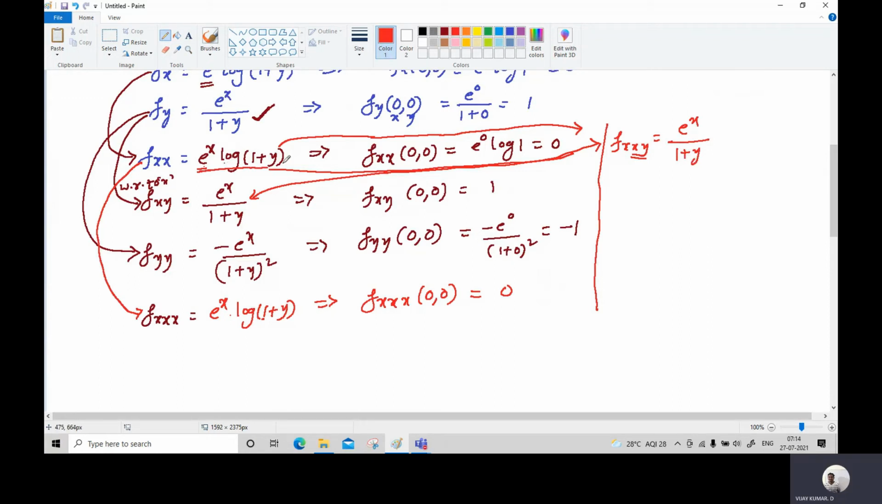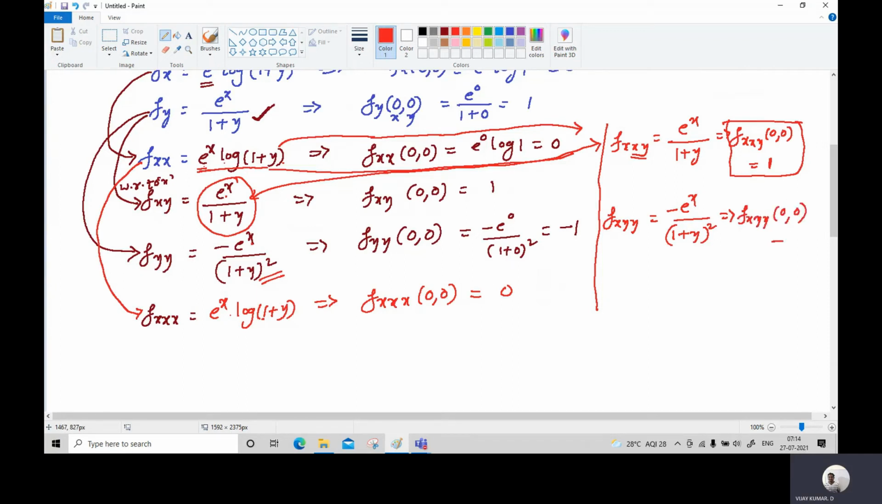Okay, because differentiation of log of 1 plus y is 1 by 1 plus y. If you take this one, differentiation of e power x is e power x. So replace the value, which is f double xy at origin is e power 0 by 1 plus 0. It would be 1. Next, f x double y. Already f double y is here. We have to take another derivative with respect to x, which is similar term e power x. Differentiation of e power x is e power x. Remaining all terms are constants. So fx double y at origin becomes negative 1.